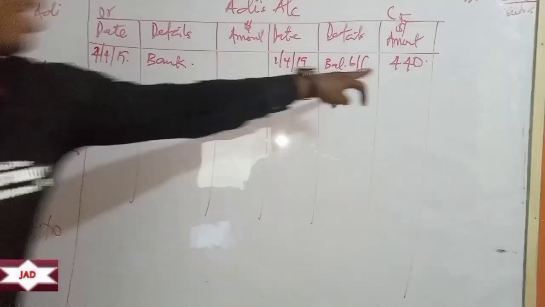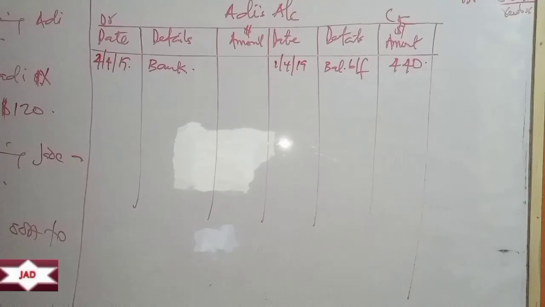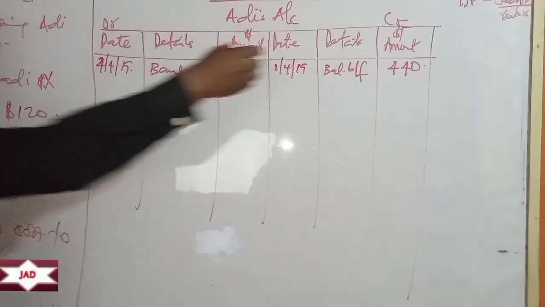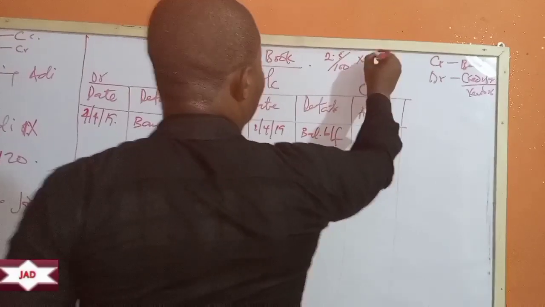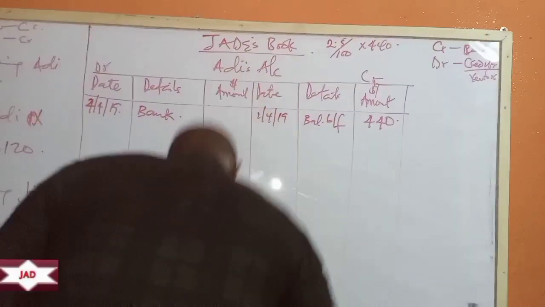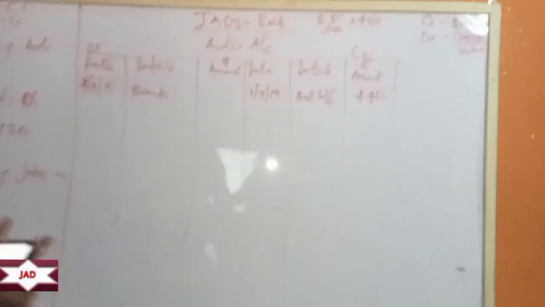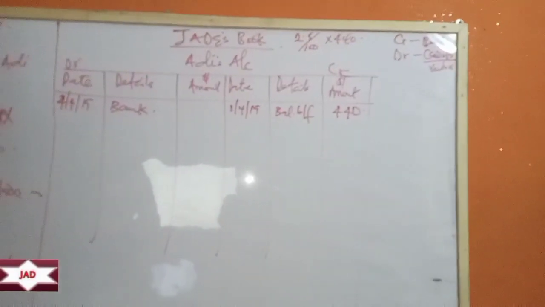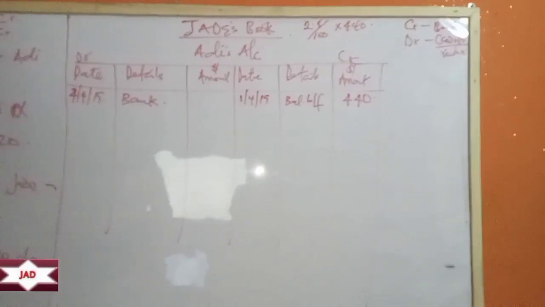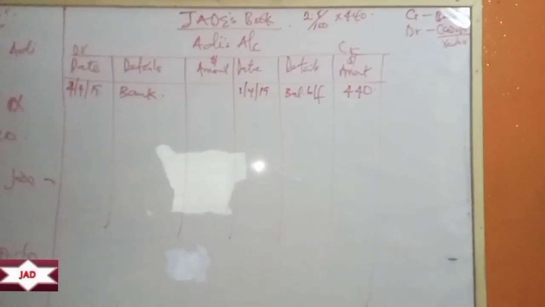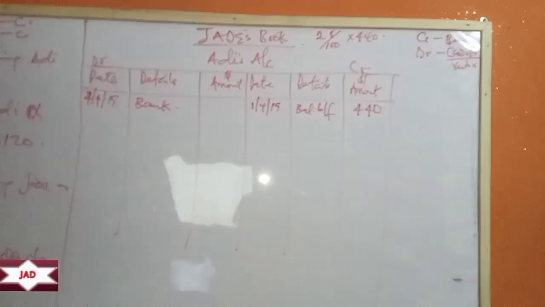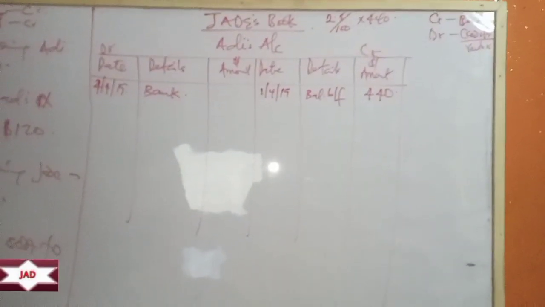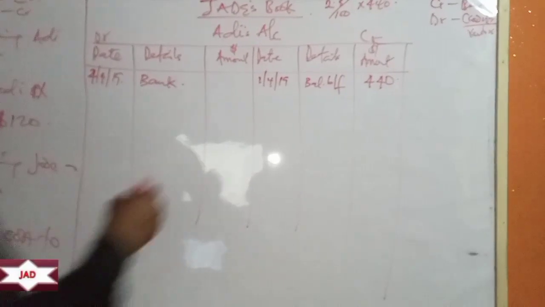So there's a check, which is bank, Adi. How much is that? What is even owed? 440, but they say with less 2.5% cash discount. So that will be 2.5 over 100 times 440. So what do you have there? 2.5 is 11. So 440 minus 11, that's 429.